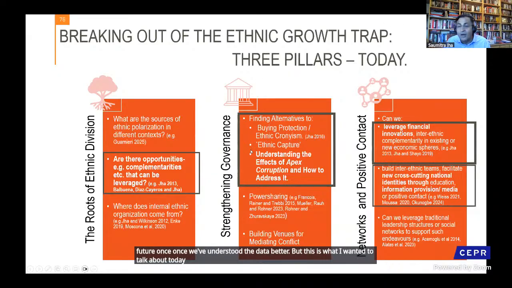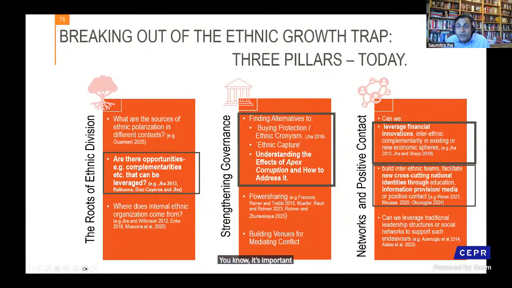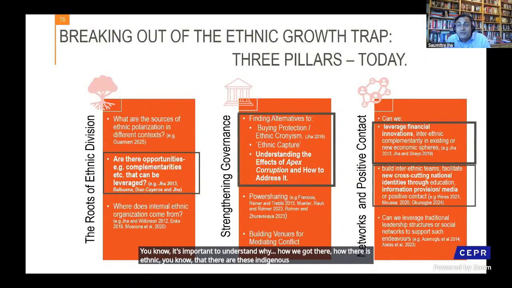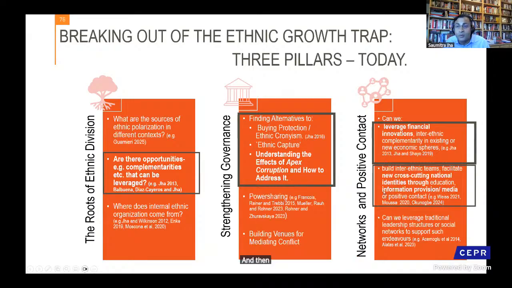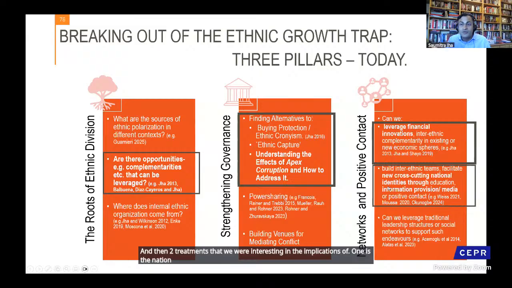It was about one particular avenue for strengthening governments: understanding the effects of apex corruption and how to address it. It's important to understand how we got there, how there are these indigenous communities which have different histories of market activity, different histories of trust in society more broadly. And then two treatments that we were interested in the implications of. One is the nation building literature type of treatment, bringing on fortitude. The other one is leveraging financial innovations.